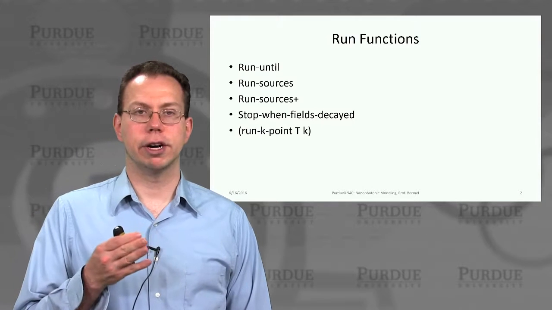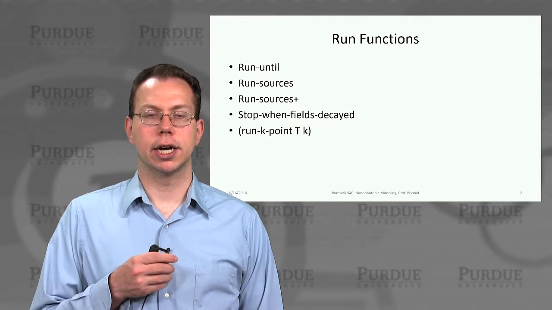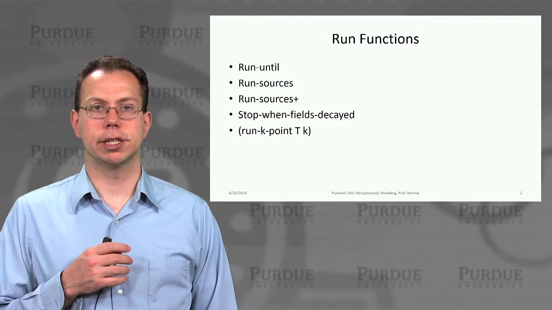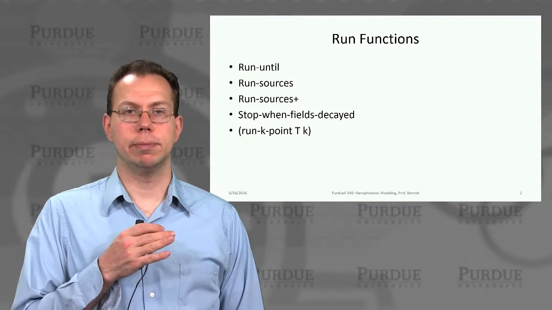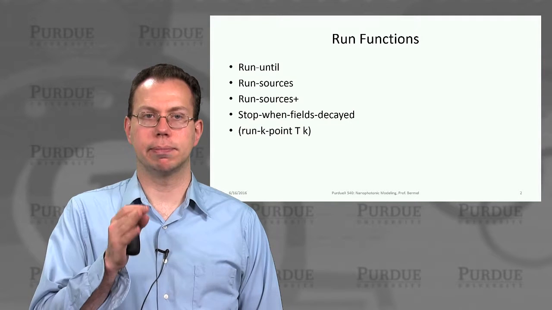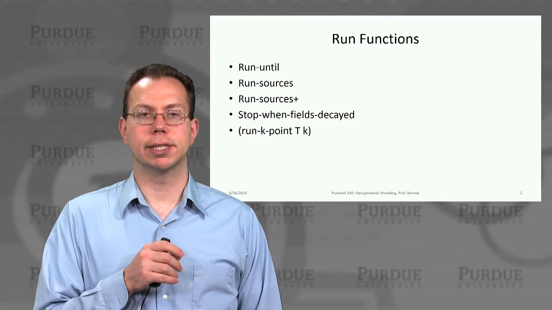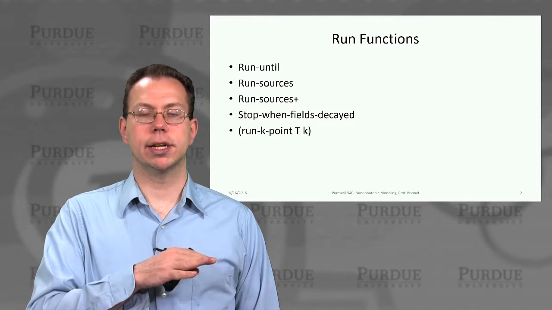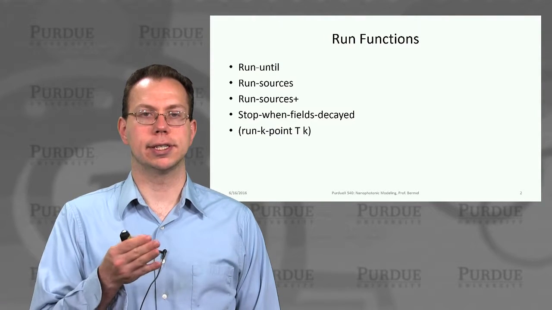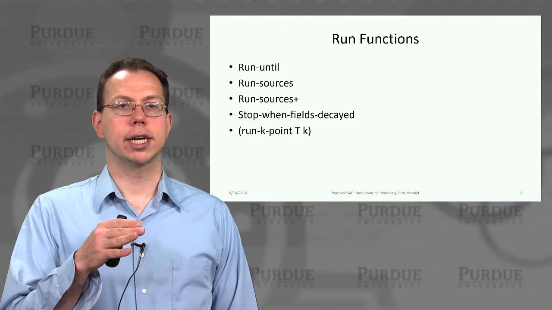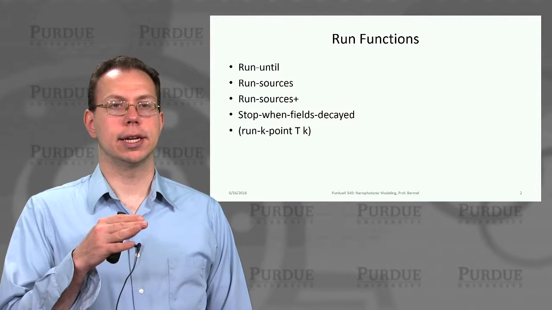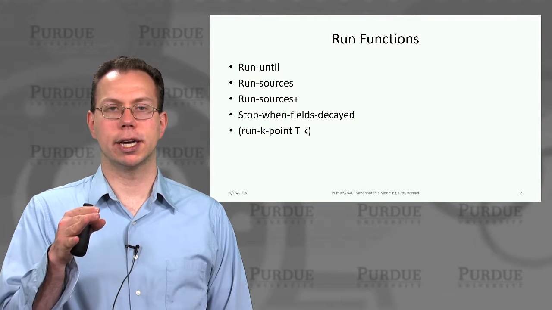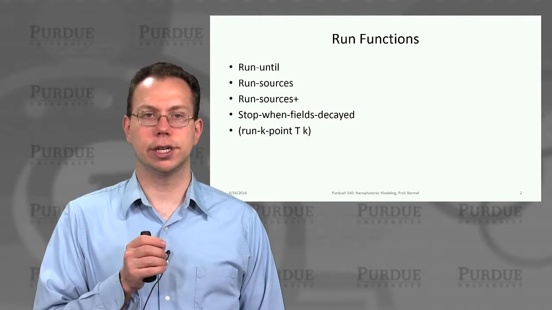There are a few different run functions that are of interest, and here I've just briefly listed the main options. Run until means you tell it a certain number of time steps, and it runs until the number of time steps is completed. Run sources says that based on the sources you've input into the system, run until the longest running source has ended its time. Run sources plus just adds a certain amount of time, so it's kind of a combination of the first two.